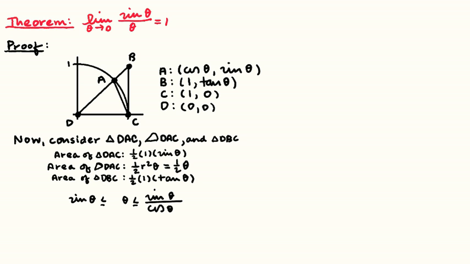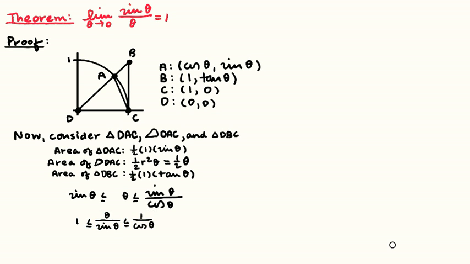And then what I'm going to do is divide all three sides of this inequality by sine theta. So now I have 1 is less than or equal to theta divided by sine theta, which is less than or equal to 1 over cosine theta. I'm just dividing everything by sine theta. Now, this is not really what I'd set out to show. I'm looking for sine theta over theta.